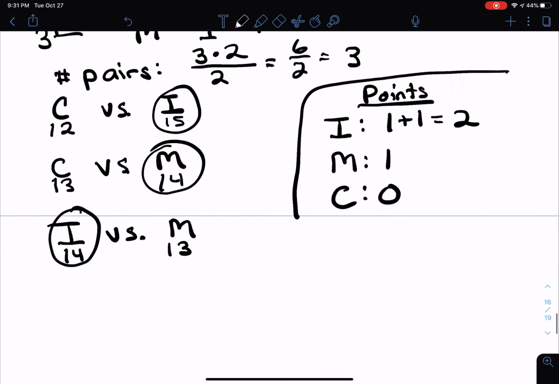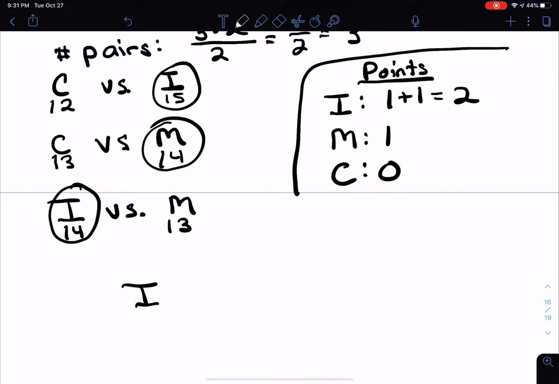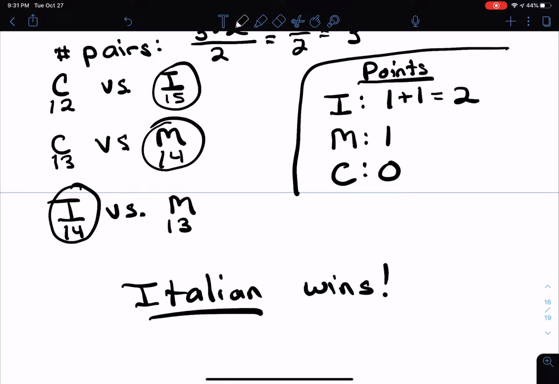And since Italian has the most points, I guess this group's going out for Italian. Italian wins. That sounds so good right now. Curse my reflux. I have to avoid red sauce sometimes too much. Meatballs and spaghetti sounds so good right now.